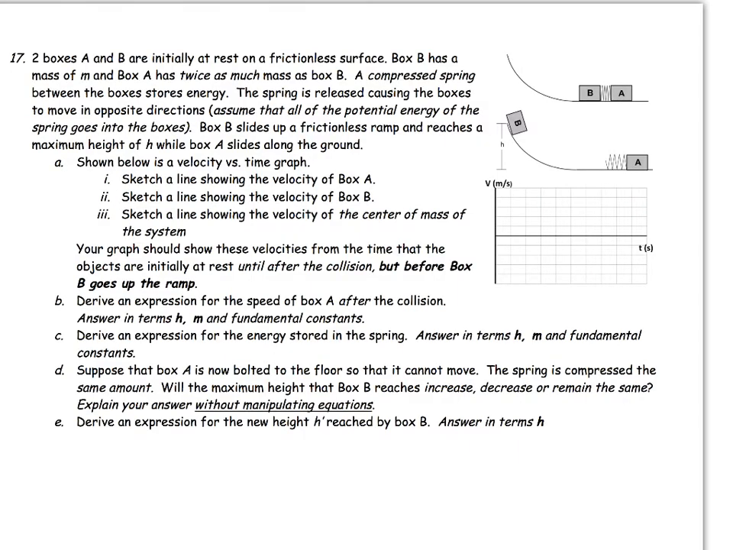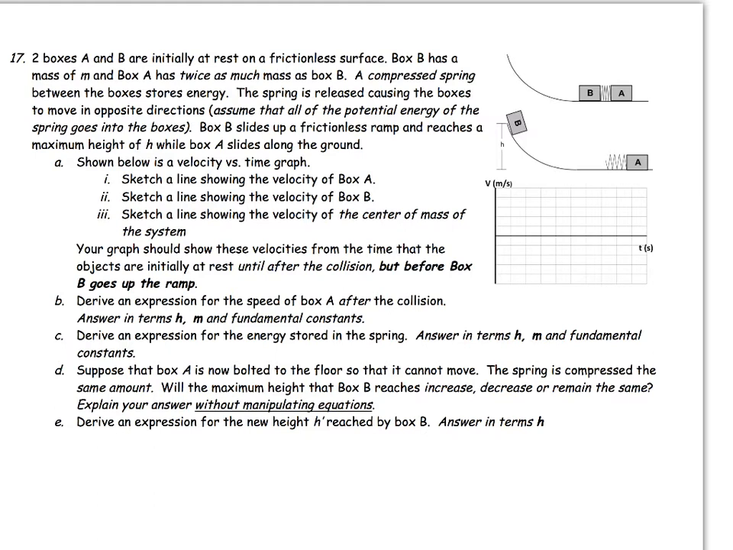For this next problem, we have two boxes. They're initially at rest on a level floor here, connected by a spring. The spring is compressed, and it is released then, sending box A traveling to the right, and box B traveling to the left, and box B eventually goes up this ramp here. So the first thing we want to do is sketch a velocity versus time graph here.